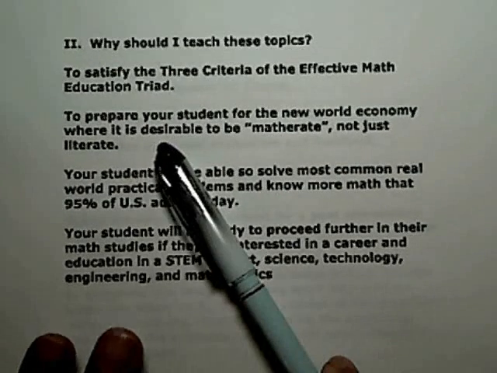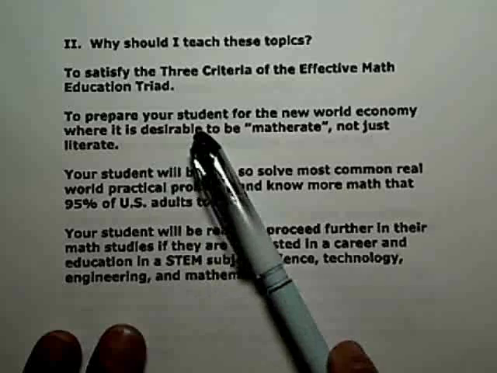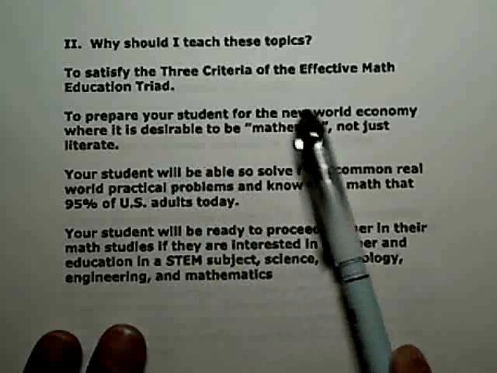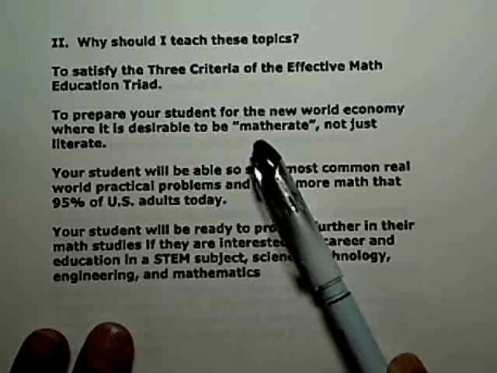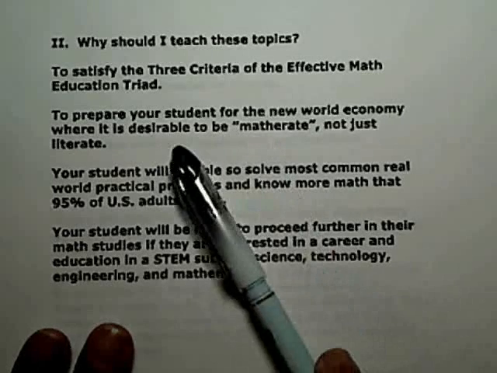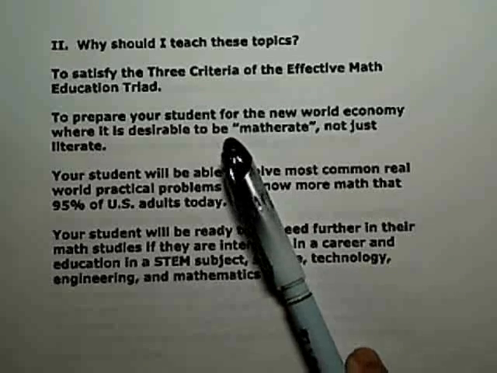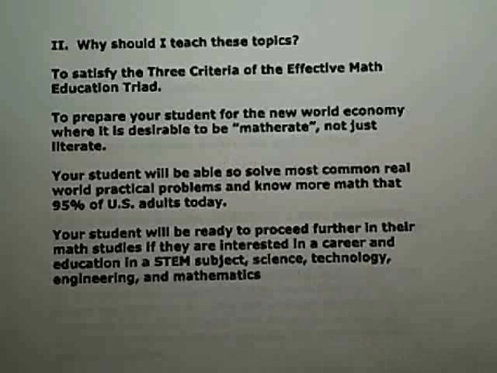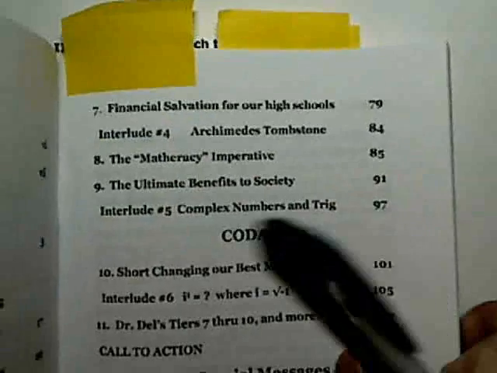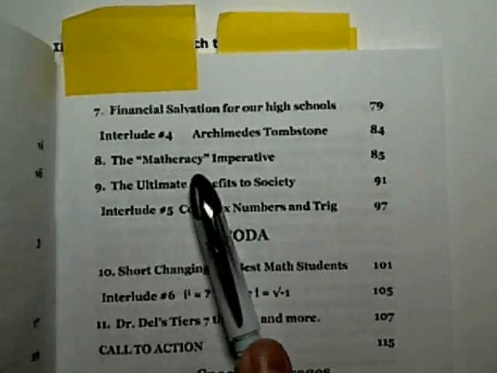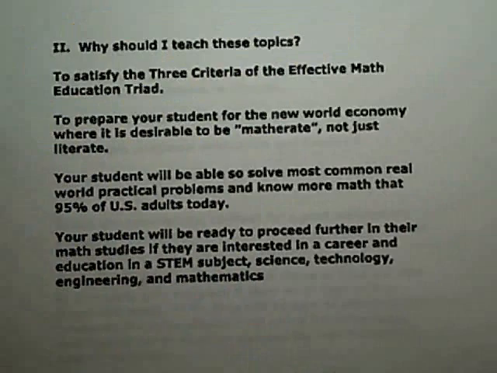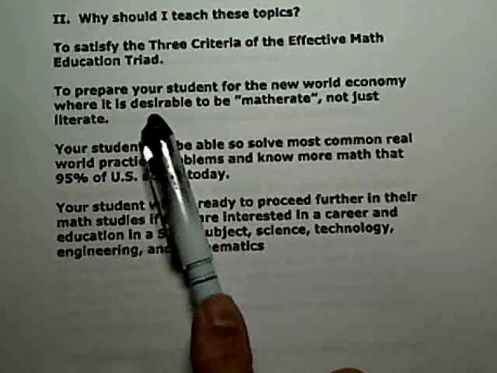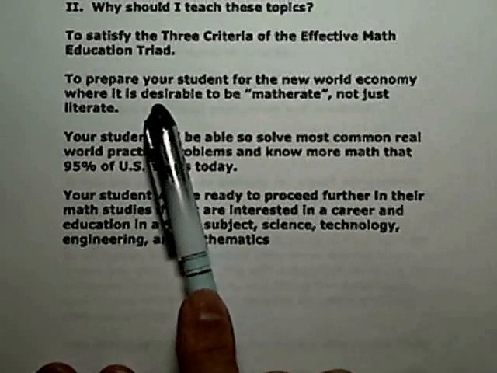The next reason for teaching these topics is to prepare your student for what I consider the new world economy, where it is desirable to be what I call matherate and not just literate. And very few people today in this country are matherate. And I talk about that a great deal in the Teaching Math book in chapter 8 called the Matheracy Imperative. It's just one of many things we talk about in this book, but it's a very good reason why you want to teach these topics to a beginning student.